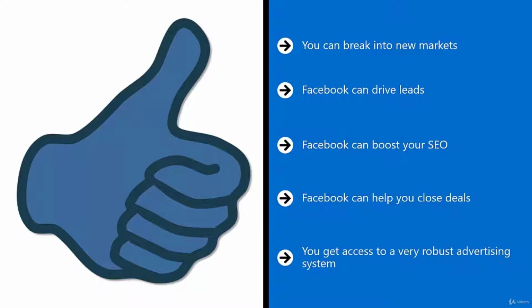You get access to a very robust advertising system. Facebook efficiently slices and dices its audience demographics. If you target one person and that person typically buys from you, you can use that person's profile and apply it to other people who share the same profile to hopefully get the same results. You don't get that robust kind of targeting technology and capabilities with other platforms.